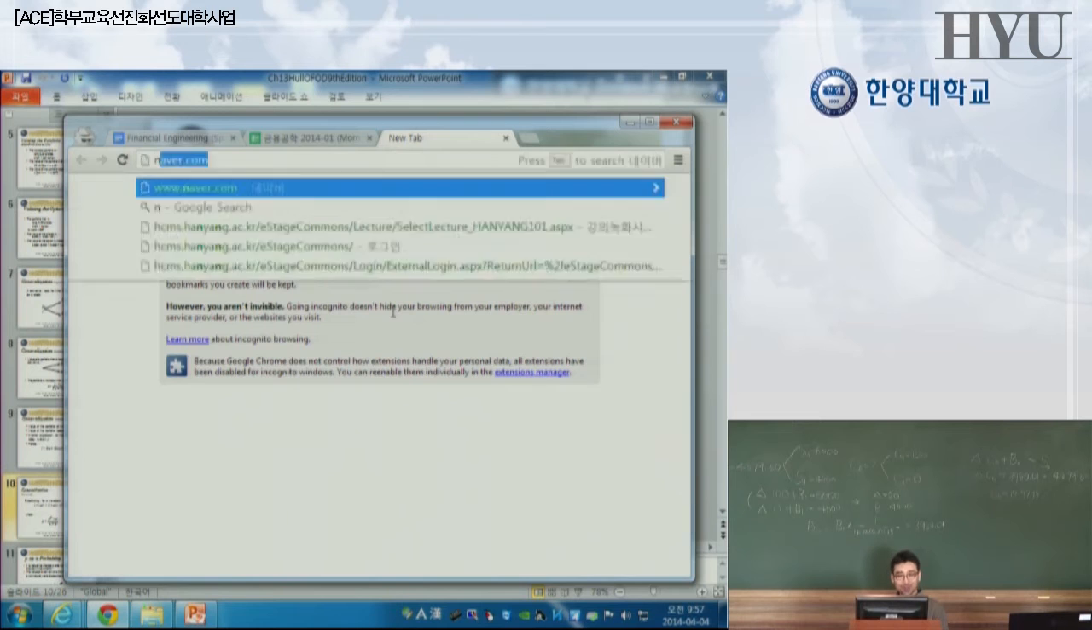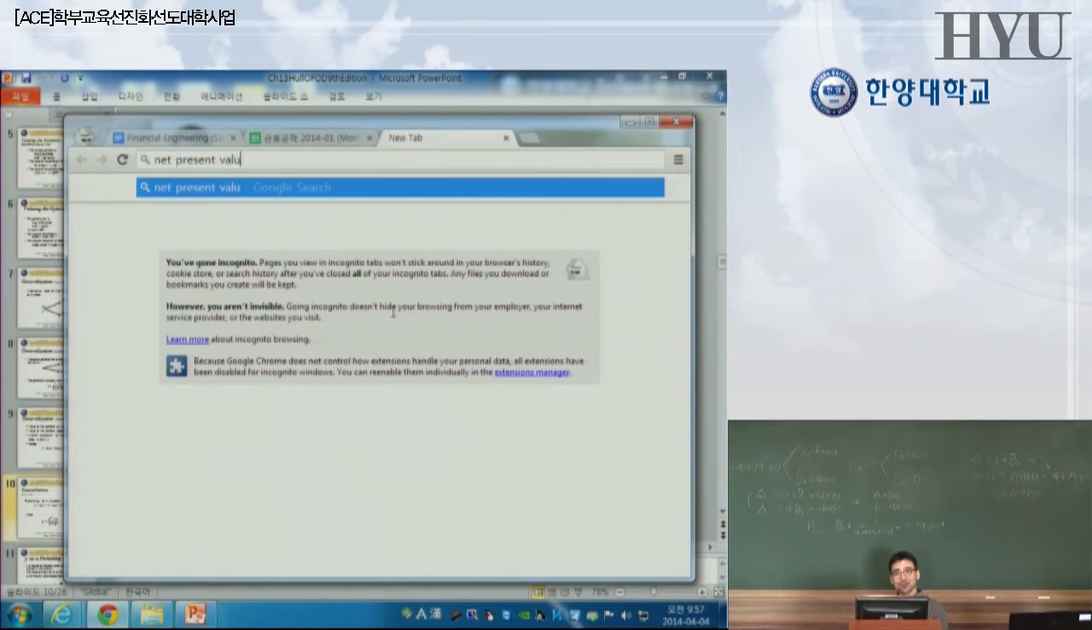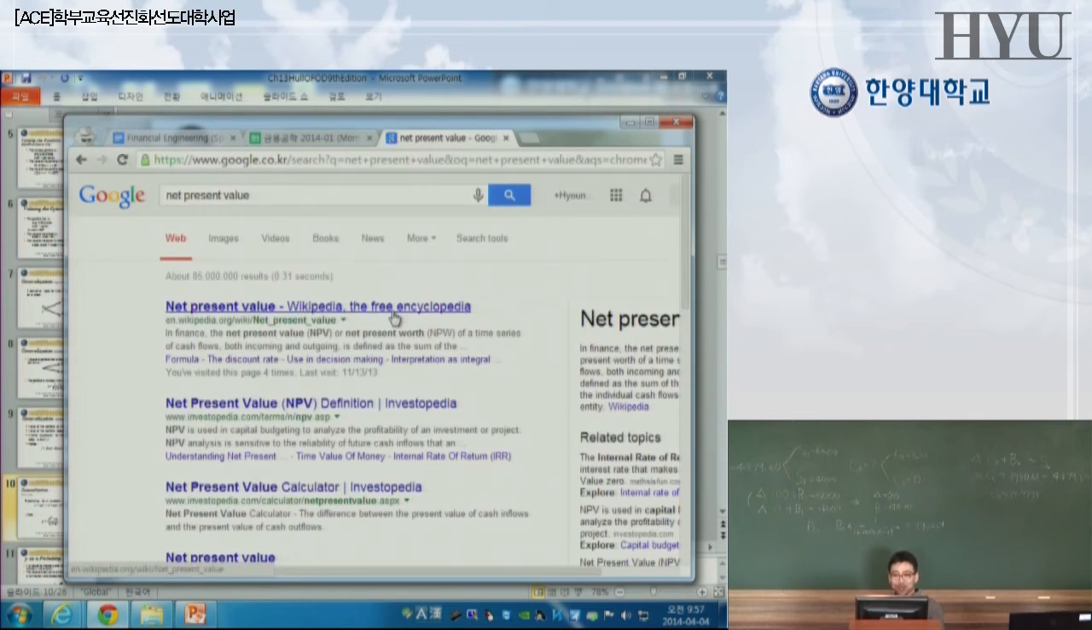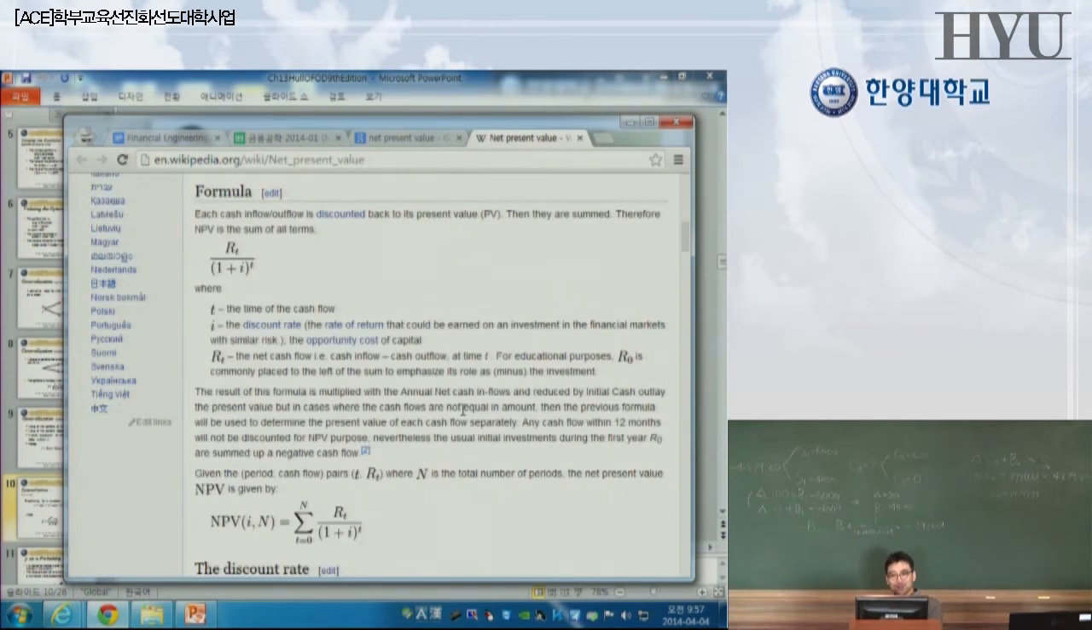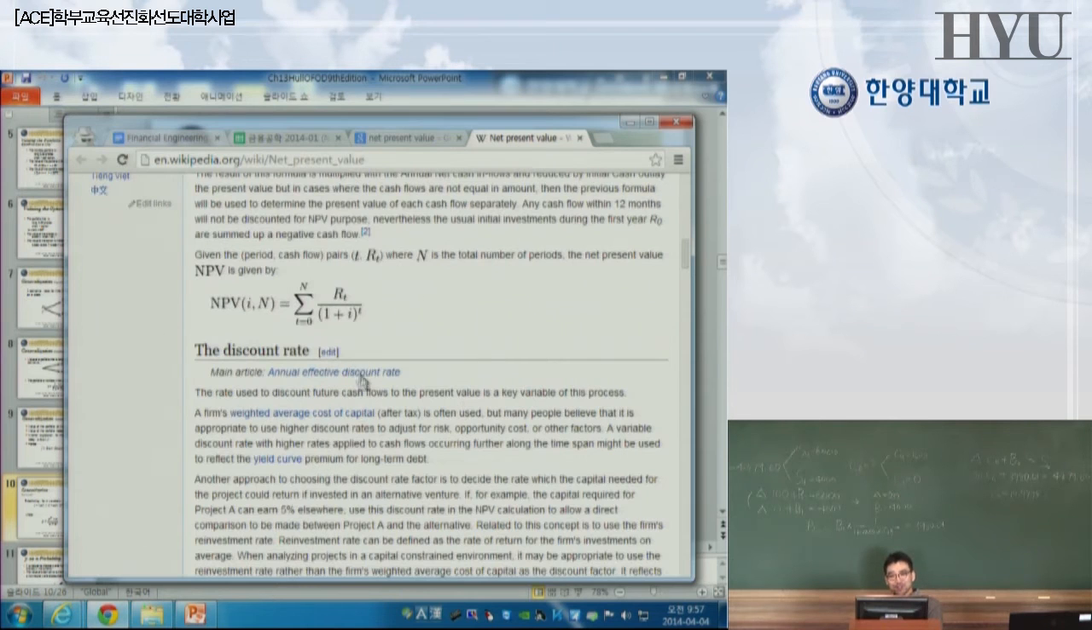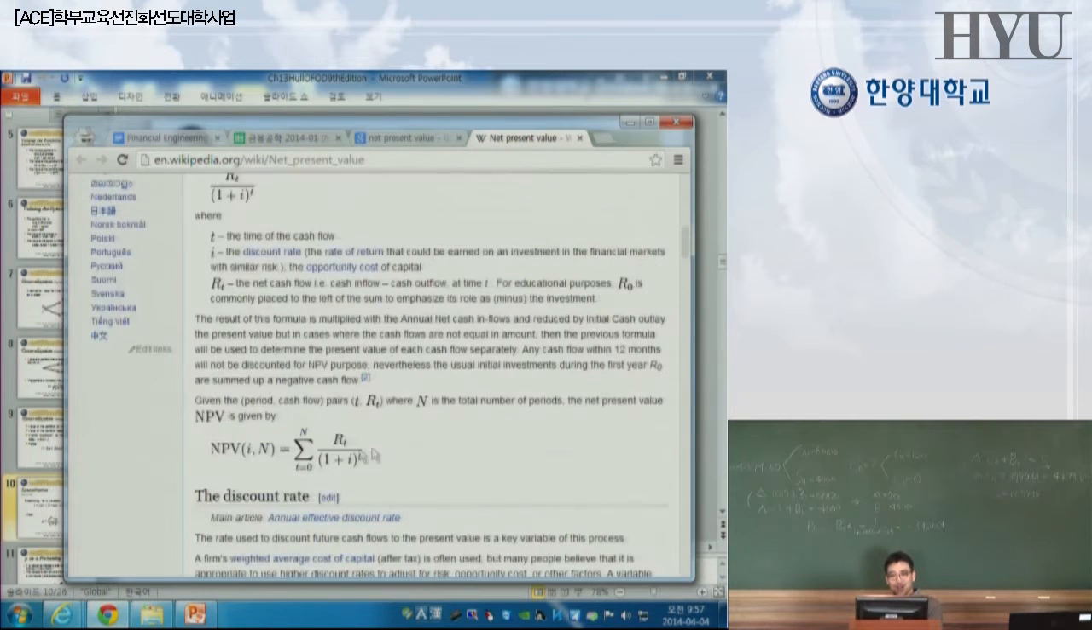Net present value. To refresh your memory, net present value looks like this. Here, R is the net cash flow. There should be expectation, and I the discount rate. So rate of return that could be earned on the investment in the financial market with similar risk.